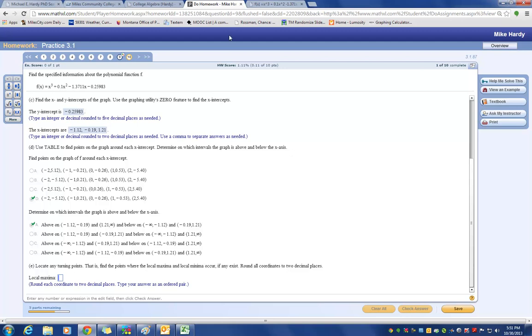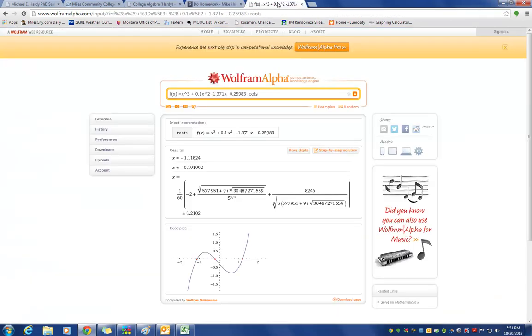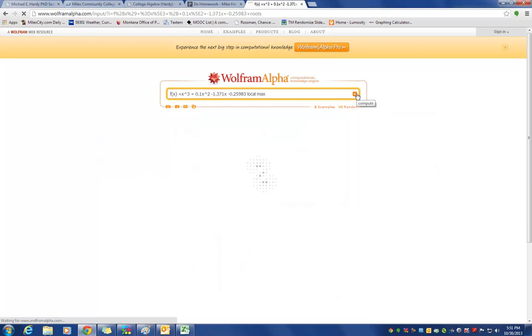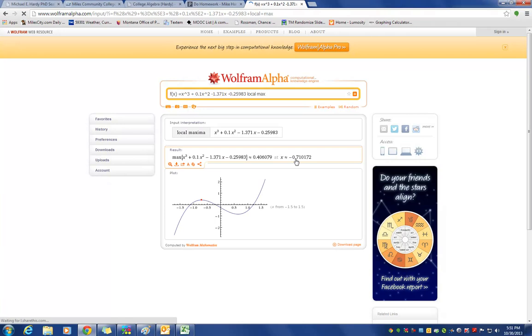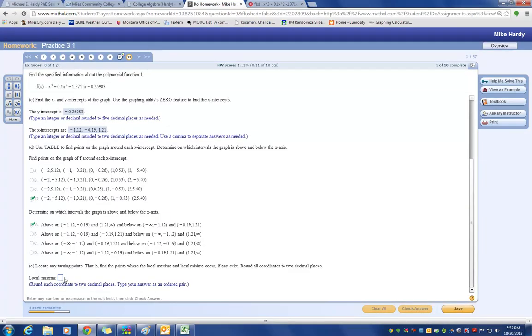At this point, what you have to do probably best, I don't know if there's a trick here, is look at Wolfram Alpha and make a guess. Oh, I know what you do. The turning points here are called, this one here is called a local maximum. So you just type local max, hit enter, and it's going to hopefully tell you where the local max occurs, approximately negative 0.71. And so we go back in.